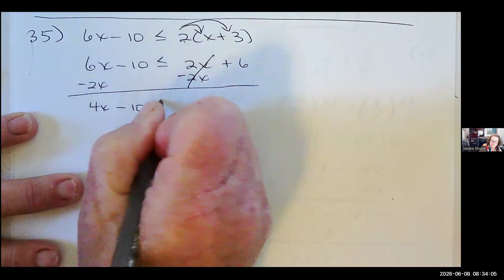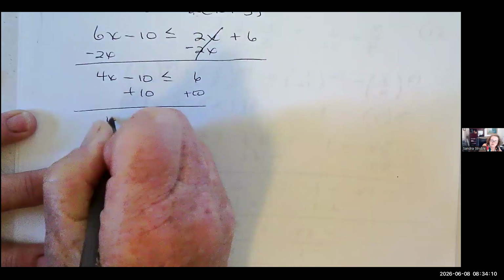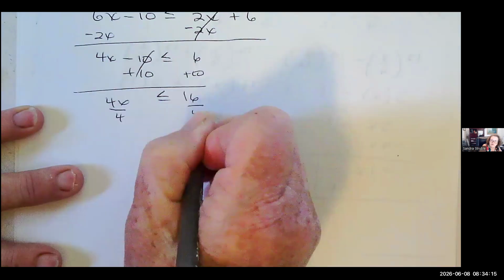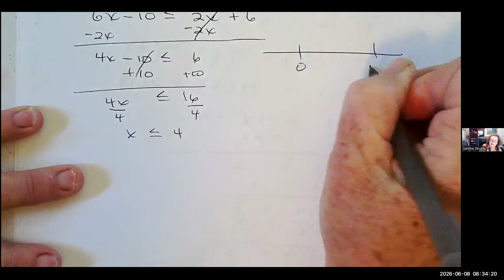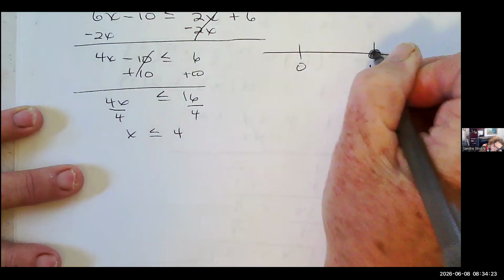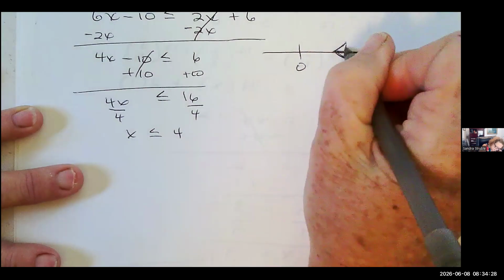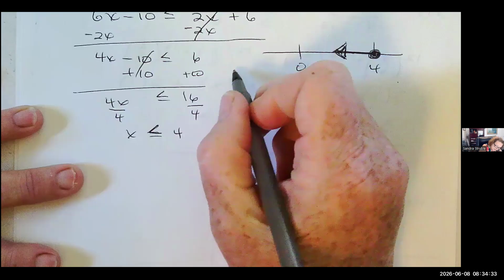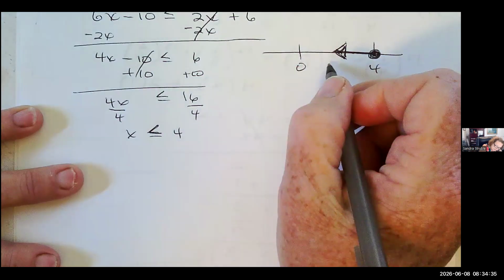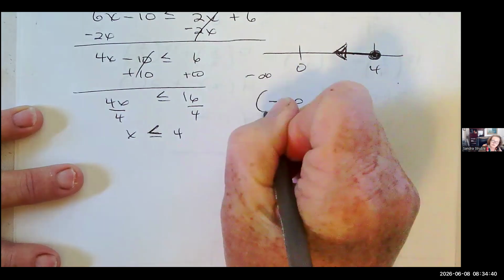Add 10 to both sides. 4x less than or equal to 16. And then divide both sides by 4. x is less than or equal to 4. My graph, 0, 4. 4 is included, so it gets a dot. And x is less than, so it is going to the left, and I know that because my arrow is pointing to the left. Furthest number to the left that is a part of this solution set is negative infinity. So I'm coming from negative infinity, always parenthesis, to 4. It is included, so it gets a bracket.